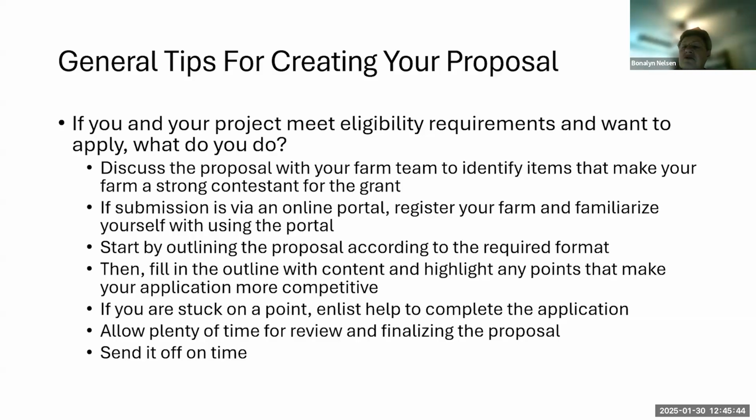Let's say you've done all that. You've skimmed the RFA. You've reread it. You've decided that it's a great opportunity and you want to apply. What next? How do you get started? Well, the first thing you want to do is discuss the proposal with your farm's team to identify items that make your farm a strong competitor for the grant. Do you have experience, or do you have certain resources on your farm that might be very attractive? Do you fit into eligibility groups that the funder wants to prioritize?